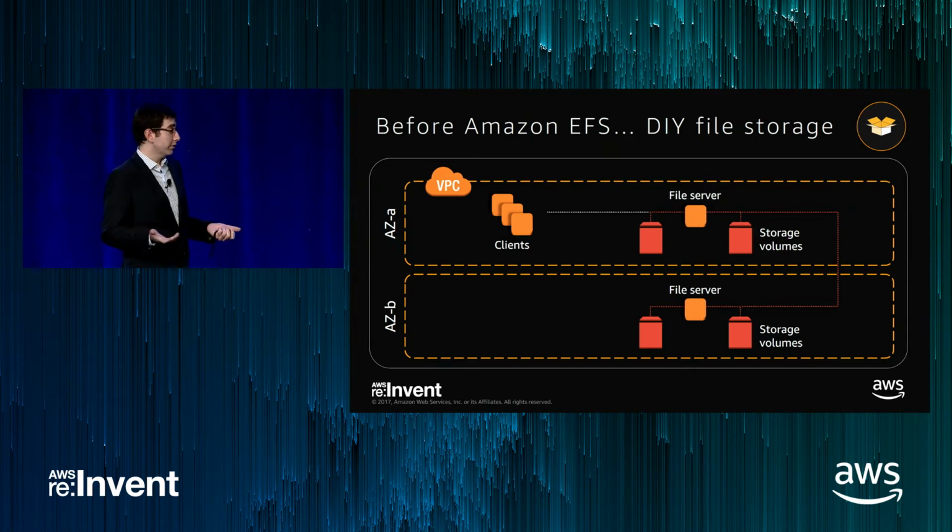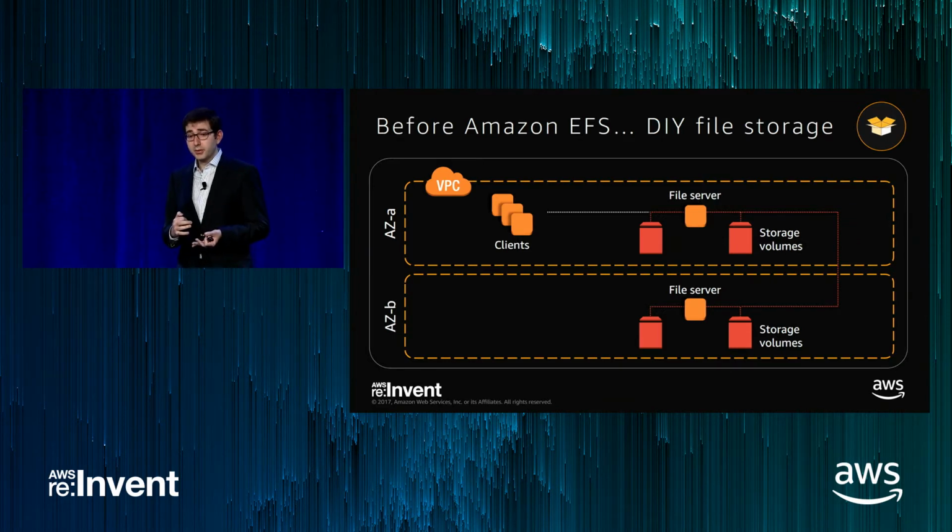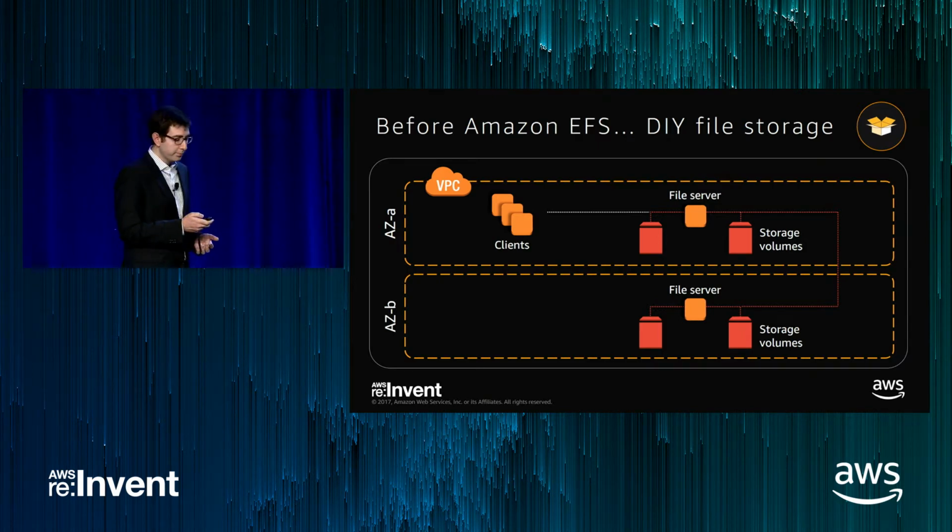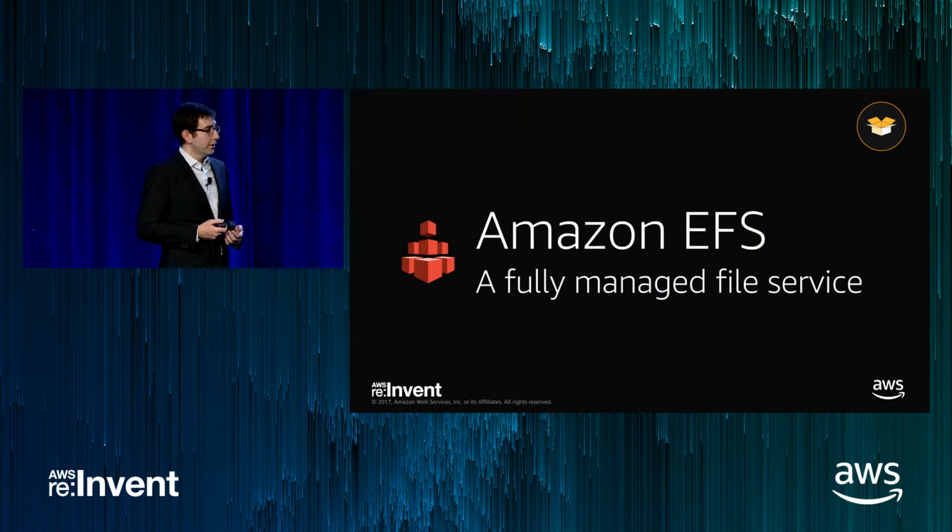So you had to manage all of this stuff. You had to operate the file servers and disks. You had to patch the file servers. You had to be responsible for replicating the data. You had to manage failover. So this was the before. And now we have Amazon EFS, which is our native, fully managed file service.